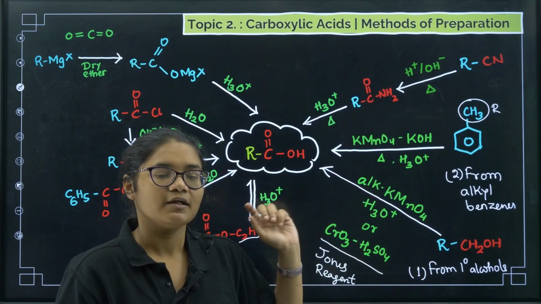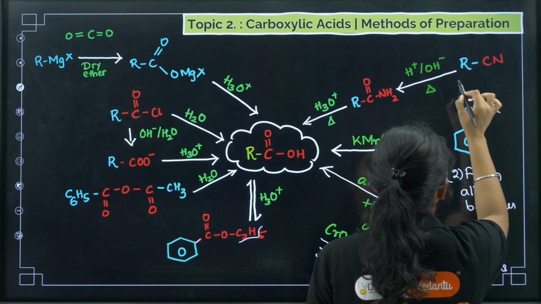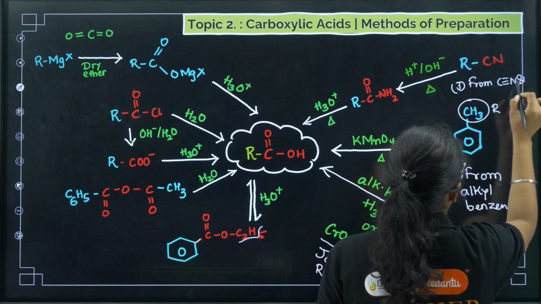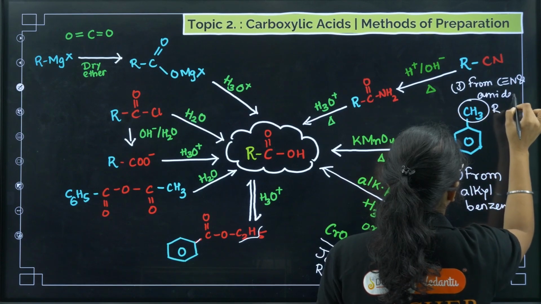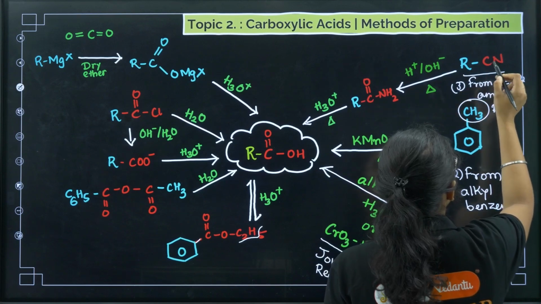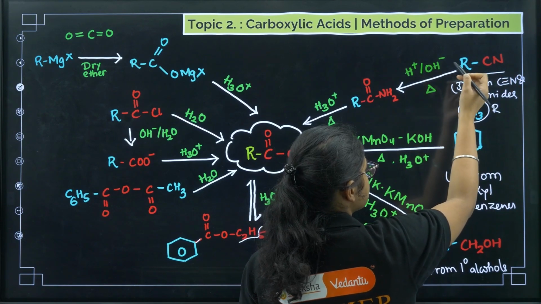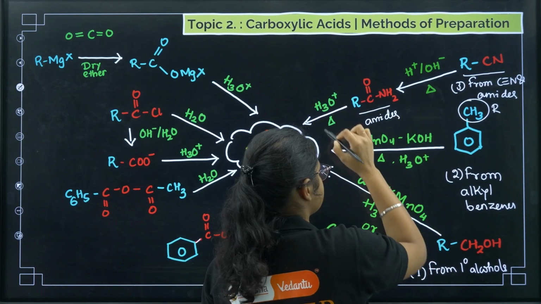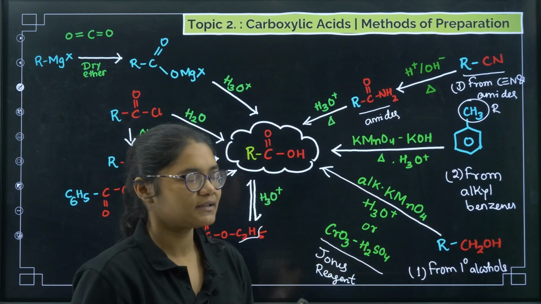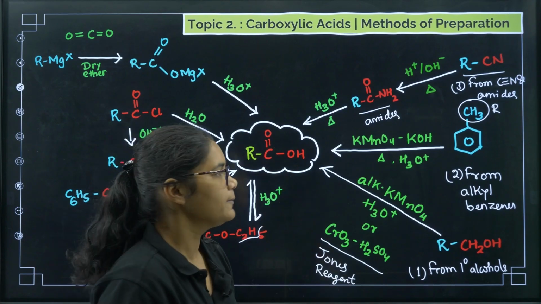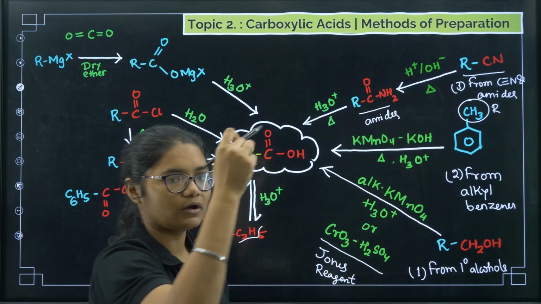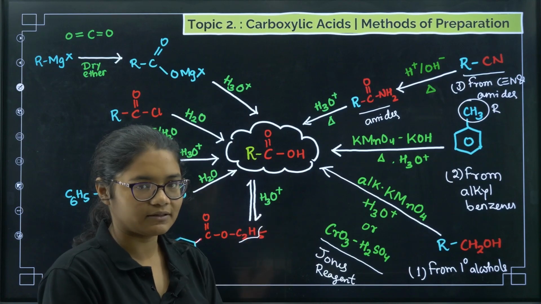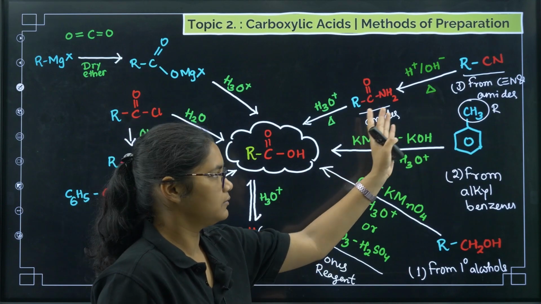Clear? Reagent is same. The third one is from nitriles and amides. So here we have RCN. Okay, so now if you just treat it with H plus or OH minus, this one gets converted to RCONH2, which is your amides. Okay, then you do H3O plus, that is your acid hydrolysis. This will give you RCOOH. Okay, so RCN will get converted to RCONH2, amides. Amides on hydrolysis will give you acids. Okay, so the third method is from your amides or nitriles.